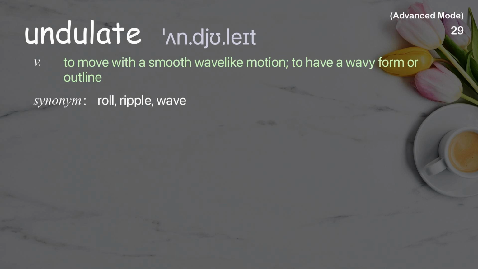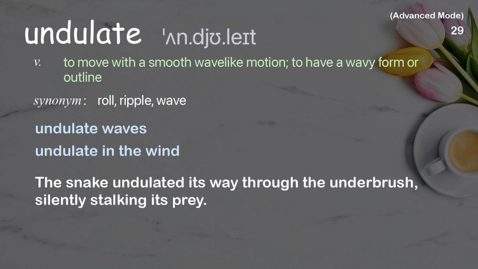Undulate. To move with a smooth wave-like motion; to have a wavy form or outline. Examples: Undulate waves. Undulate in the wind. The snake undulated its way through the underbrush, silently stalking its prey.